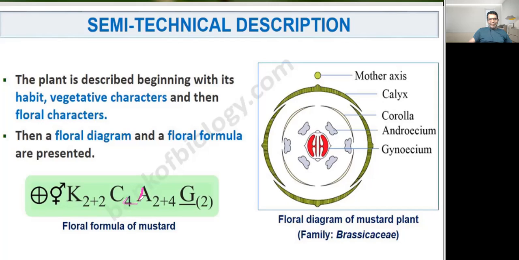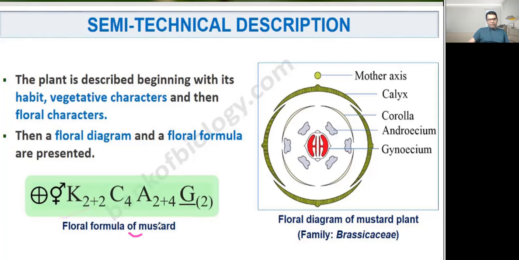Here A stands for androecium. The androecium is diadelphous, 2 plus 4. Then G stands for gynoecium. This underscore represents that the gynoecium or ovary is superior. The 2 means it is bicarpellary, and when it is kept within brackets, it is known as syncarpous, meaning the carpels are fused. This is the floral formula.